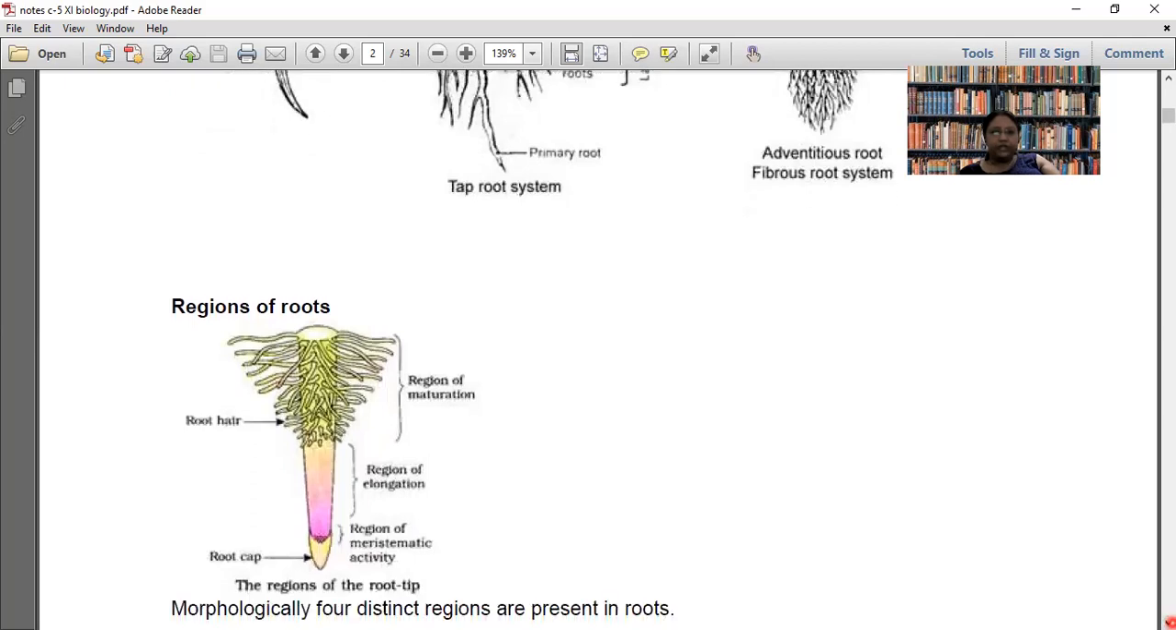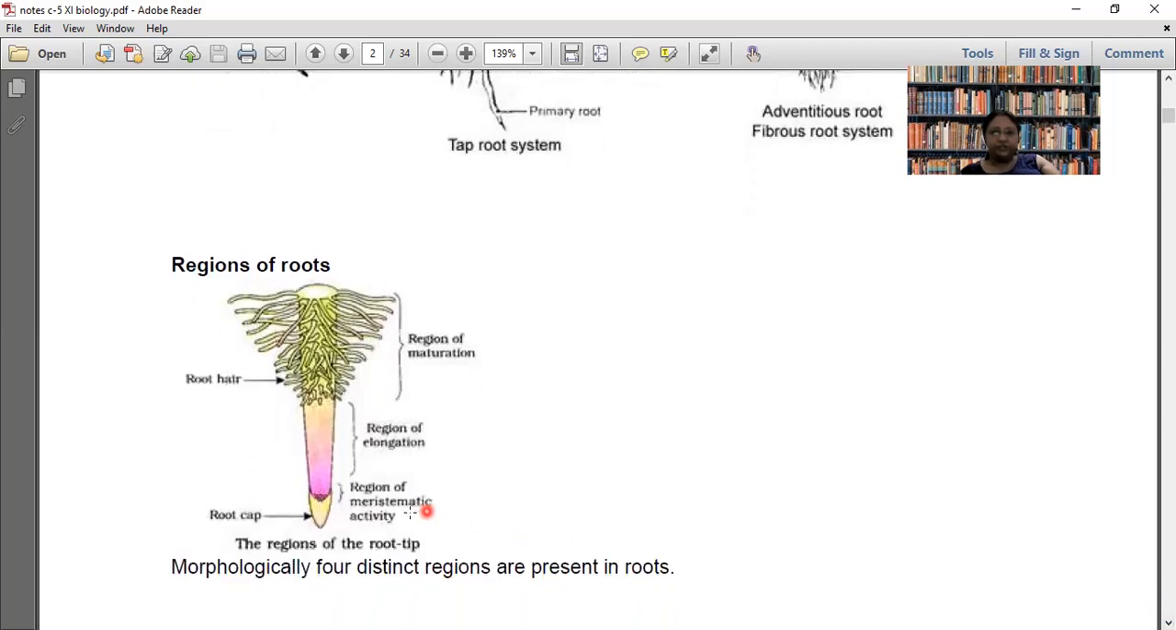If you look into a taproot system, following regions will be observed. At the tip of root, there will be presence of root cap. What is this root cap? This is a cap-like structure. Actually, this is there because root is penetrating into the soil. Soil के अंदर घुसता है. And this region of meristematic region, जहाँ active division of cell होता है, जिसके वजह से root अपनी length बढ़ाती है. This is something which is to be protected.